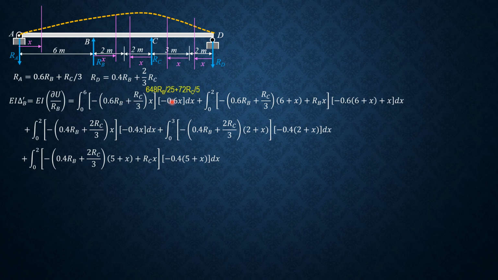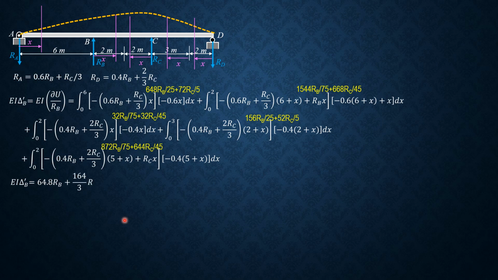This integral gives us 648 over 25 RB plus 72 over 5 RC. And this integral gives us, evaluating separately for RB and for RC, 1544 RB over 75 plus 668 over 45 RC. In these integrals, evaluate separately: 32 over 75 RB plus 32 over 45 RC. This integral is 156 over 25 RB plus 52 over 5 RC. Then this integral is 872 over 75 RB plus 644 over 45 RC. So combining like terms, EI delta B prime equals 64.8 RB plus 164 over 3 RC.